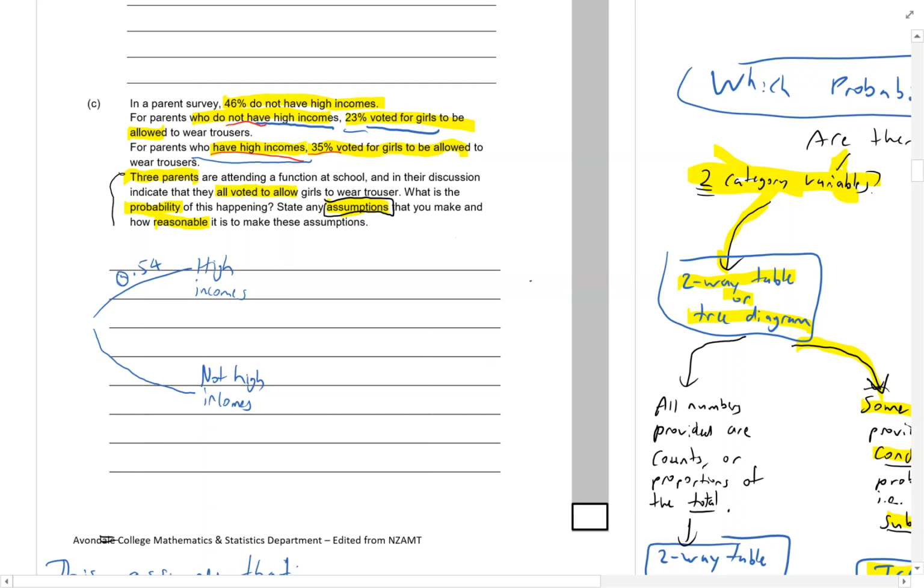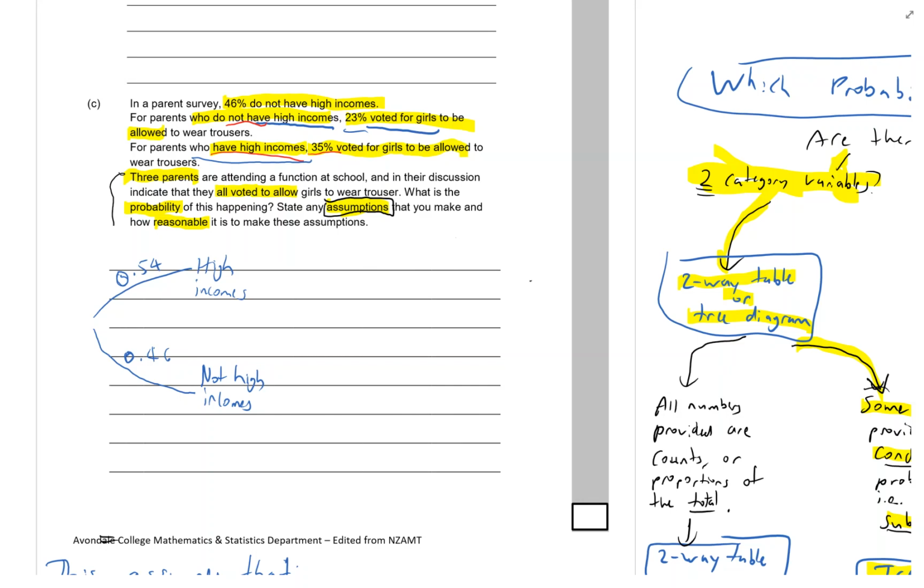So 0.54 and 0.46, because we know that 46% do not have high incomes. Okay, and remember they've got to add to 1. At each split of the branch, probabilities have to add to 1. Notice that I haven't labelled them as percentages. I've used decimals. Never label things as percentages on tree diagrams. The reason why is that then when you come to multiply them, if you multiply whole numbers, which is what the percentages will be, then it's not going to work. So you've got to have them as decimals or as fractions.